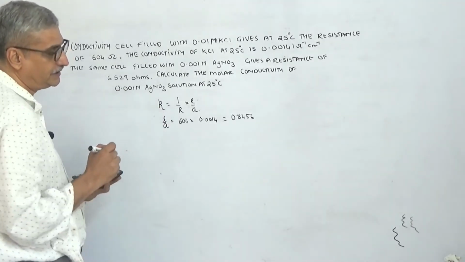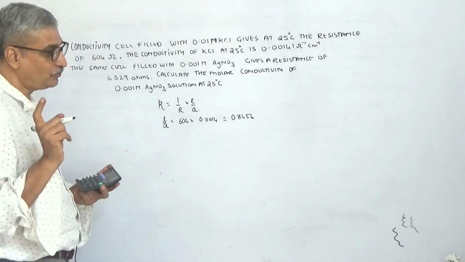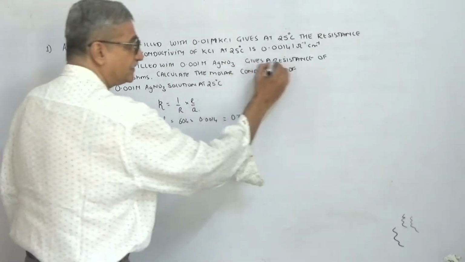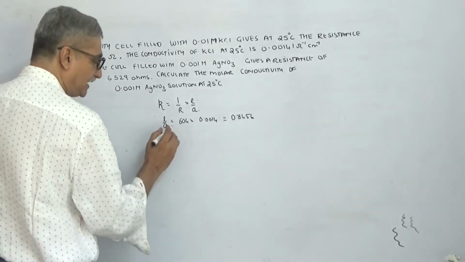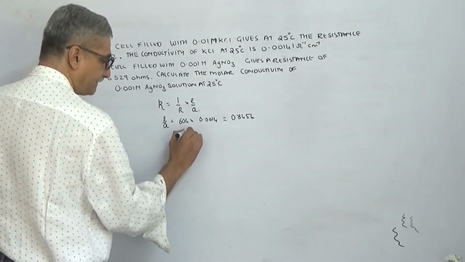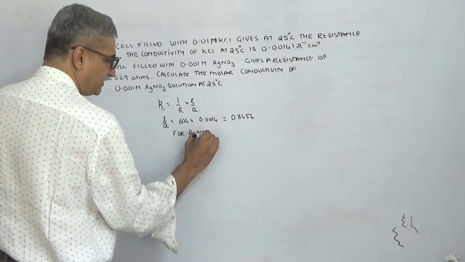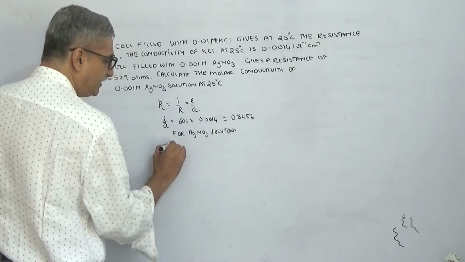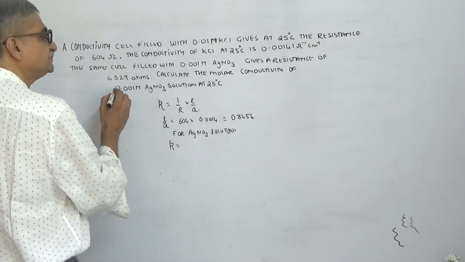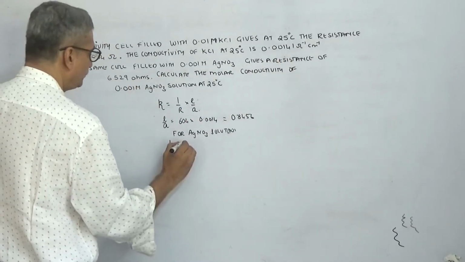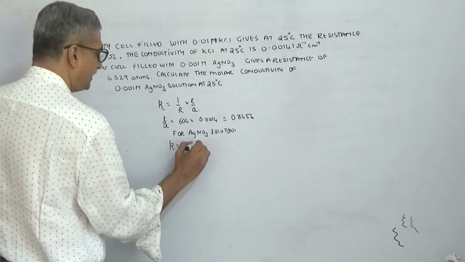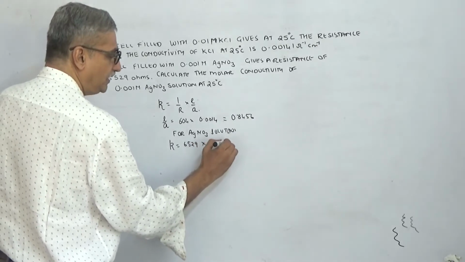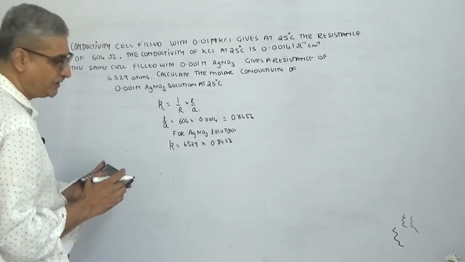Once you get L by A, you can find out K for the second one. For the silver nitrate solution, K will be equal to 1 upon R. They have given that it gave a resistance of 6529 ohms. L by A does not change, which is what we calculated, 0.8456.